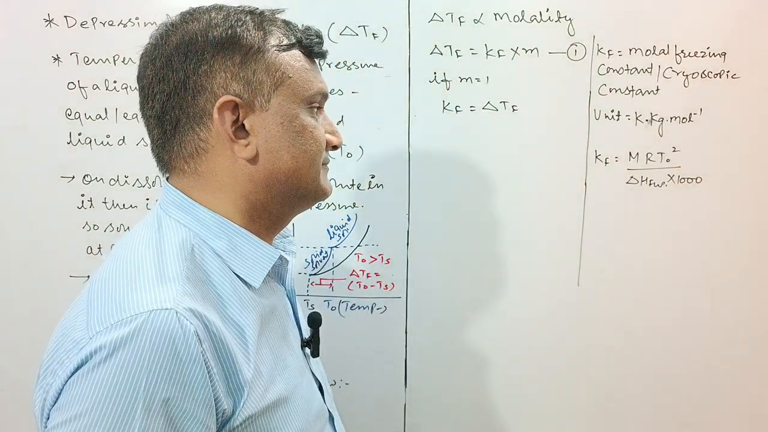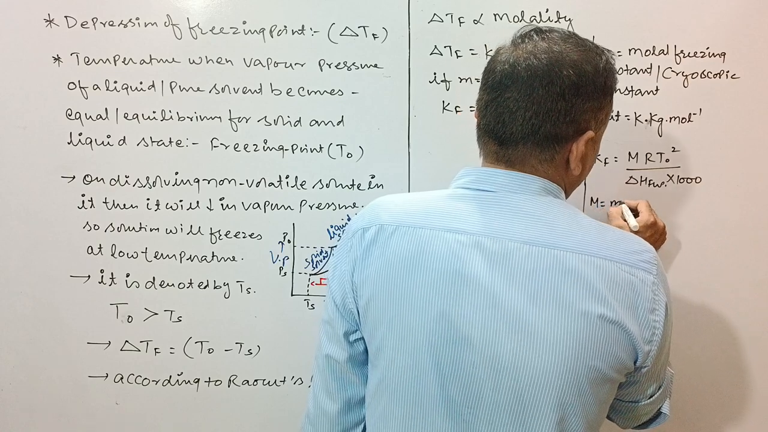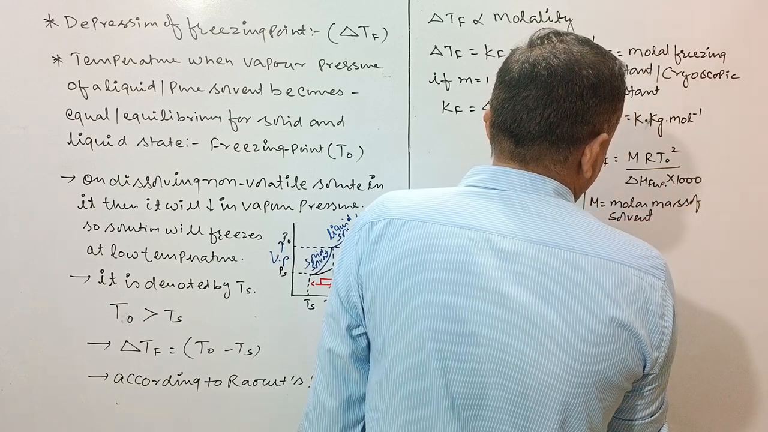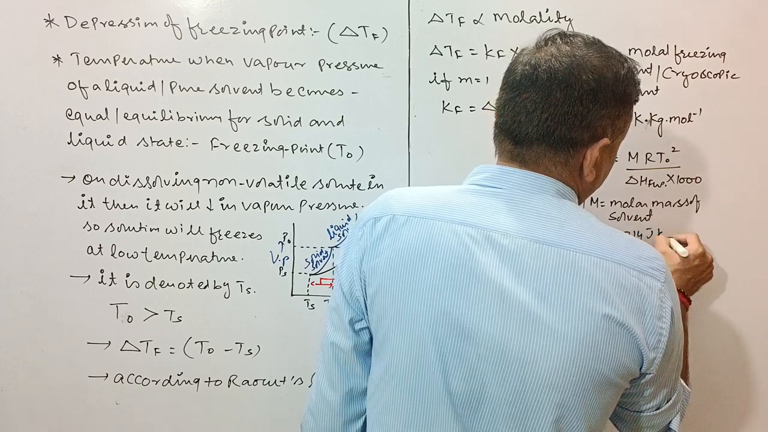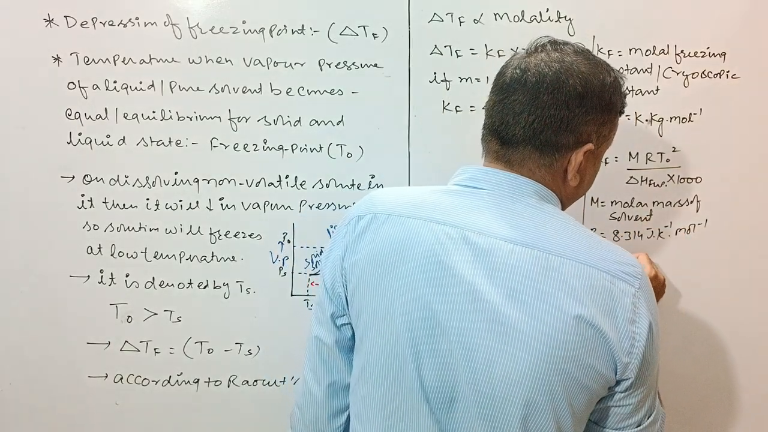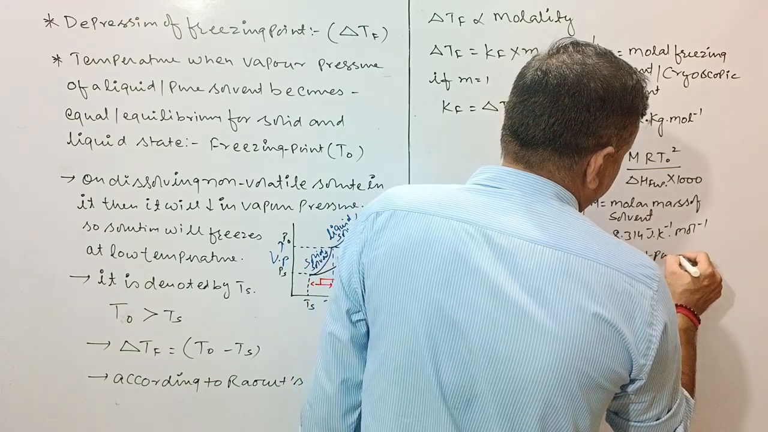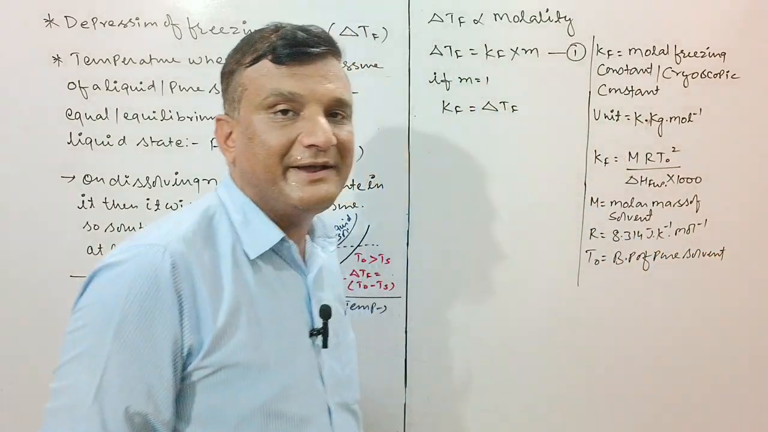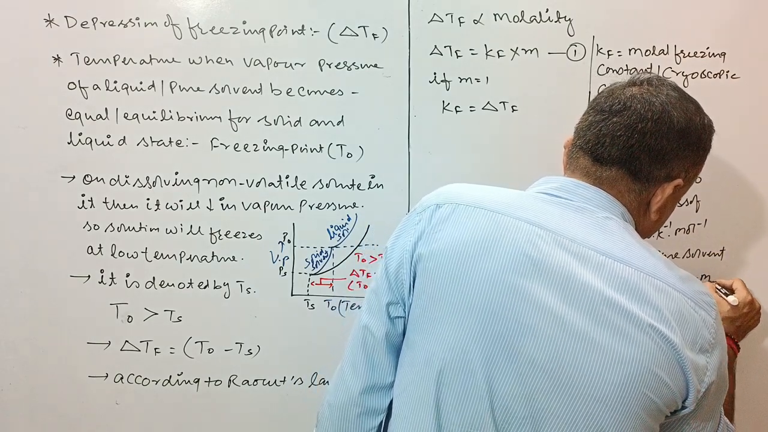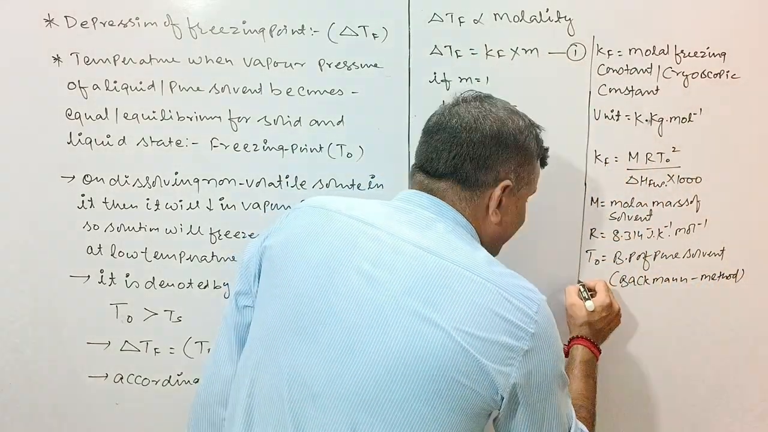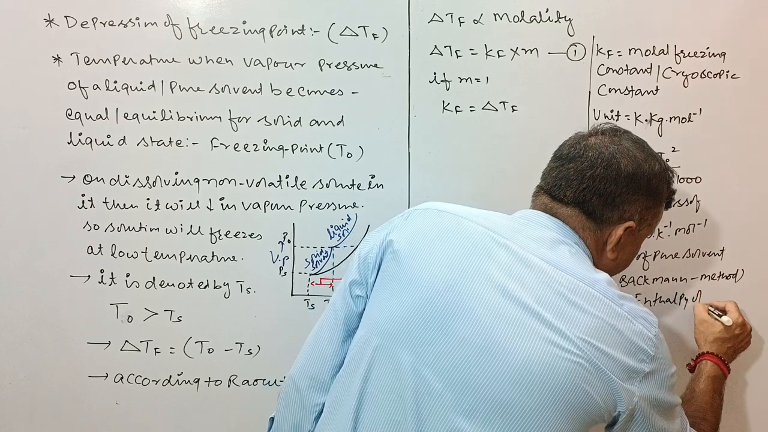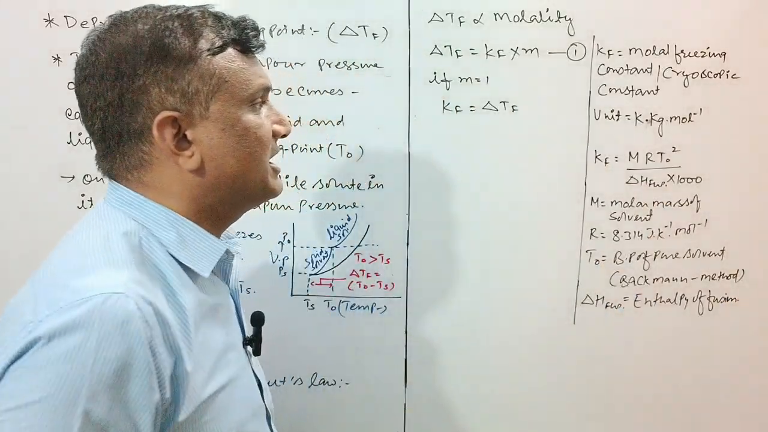If we go with the values, M is the molar mass of the solvent. R is the gas constant, 8.314 joule Kelvin inverse mole inverse. T naught is the freezing point of the pure solvent, which can be determined by the Beckmann method. And del H fusion is the enthalpy of fusion. This was regarding this.